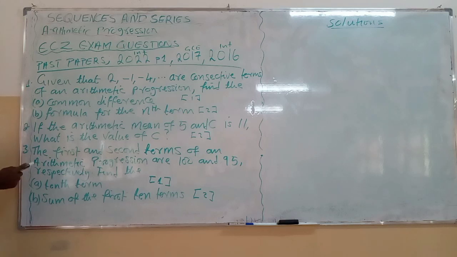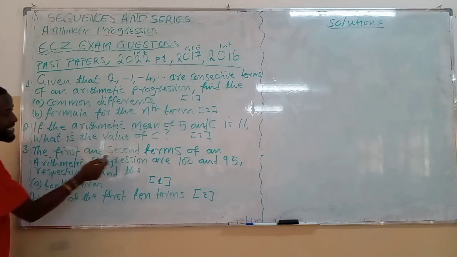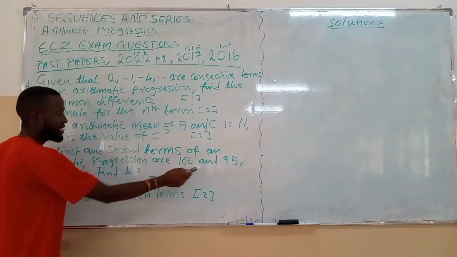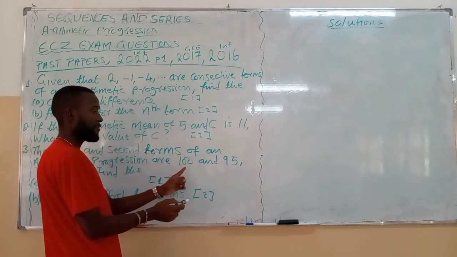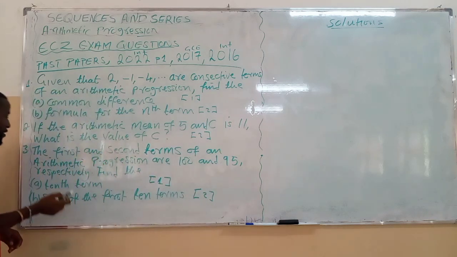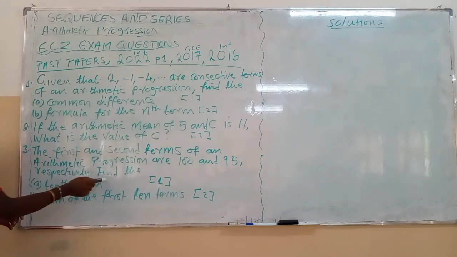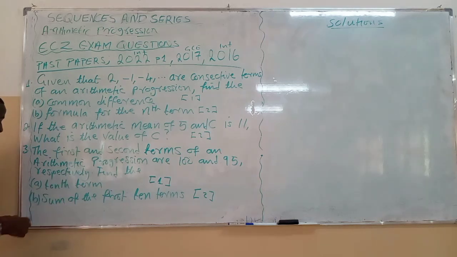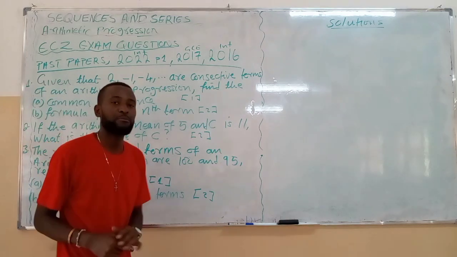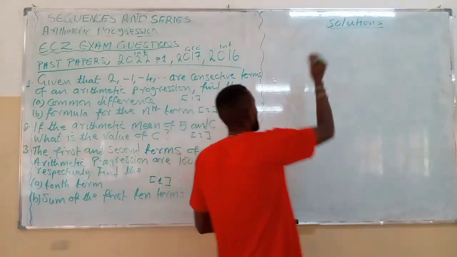Now, question 3. The first and second terms of an arithmetic progression are 100 and 95. Remember the first and the second. So the first is 100, the second is 95. Find, respectively, A, the 10th term, B, the sum of the first 10 terms, and we shall be done by that. Now let us do the solutions.